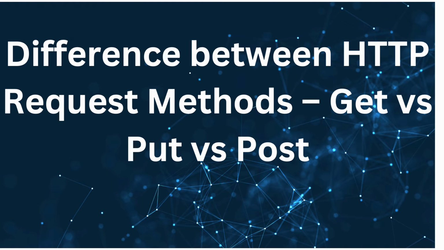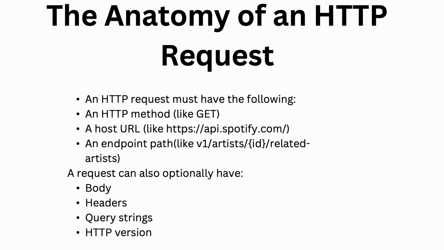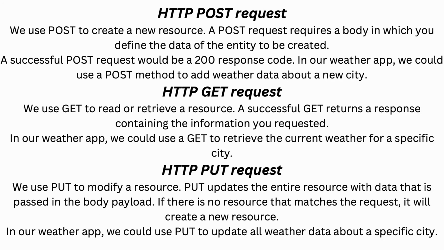Difference between HTTP request methods: GET, PUT, and POST. This is how a typical HTTP request looks like. HTTP requests can have body, header, query string, HTTP version. So HTTP POST request is used to create a new resource. So POST request requires a body in which you define the data of the entity to be created.